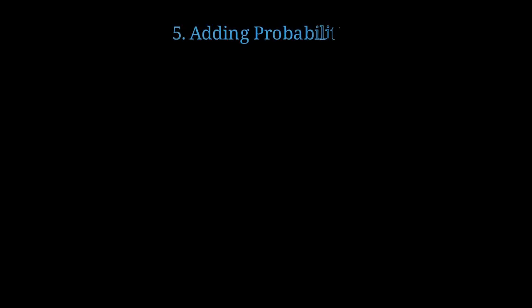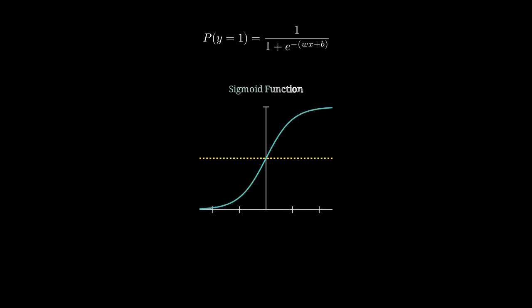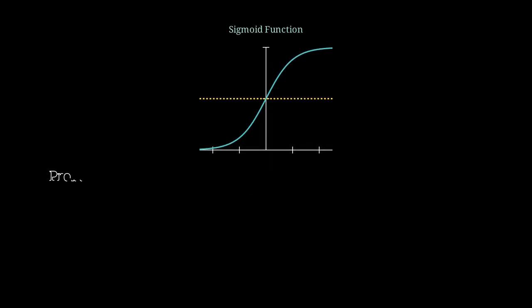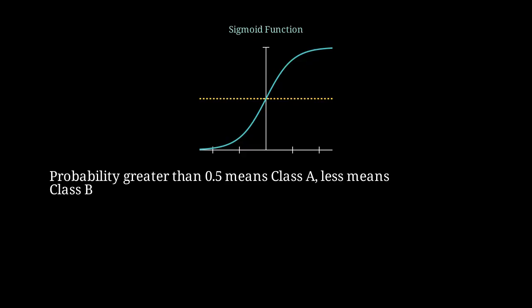Most classification models output probabilities rather than hard yes or no decisions. Using the sigmoid function, we convert our linear output into a probability between 0 and 1. The sigmoid function creates this S-shaped curve, smoothly mapping any input value to a probability between 0 and 1. If the probability is greater than 0.5, we predict class A. If less, we predict class B.